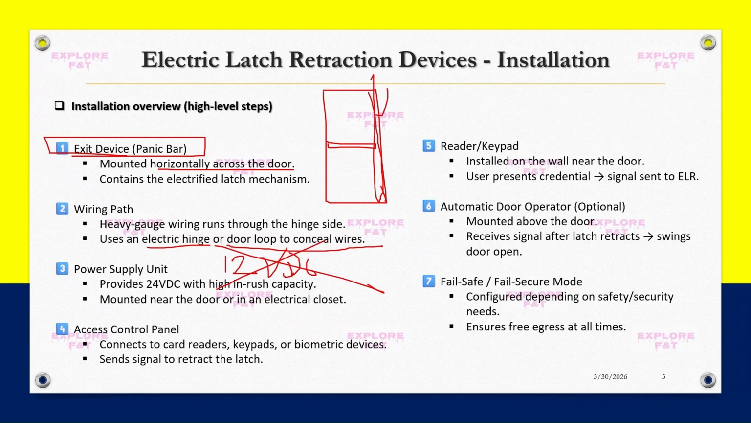Next one, reader and keypad will be installed on the wall near the door. The user presents a credential, and the signal is sent to the ELR. Automatic door operator is optional, but it is very helpful for ADA. It is mounted above the door, receives the signal after the latch retracts, and swings the door open. Fail safe and fail secure, both modes you can configure, but it will always be fail safe from the inside.